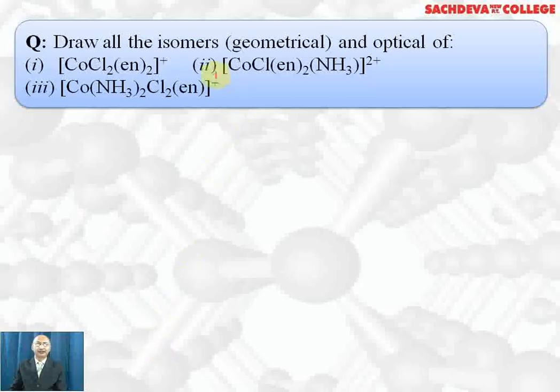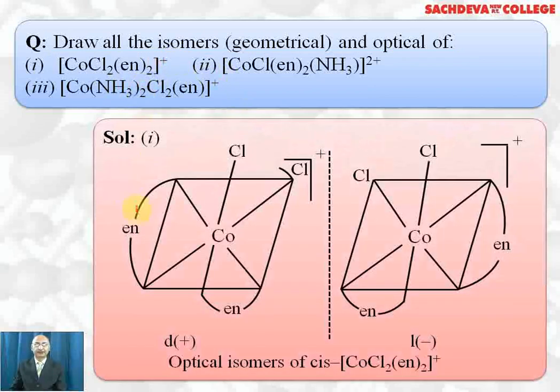Let's continue with subjective questions. Draw all isomers, geometrical and optical, of these complexes. These are the geometrical isomers. This is the cis form and its mirror image, levorotatory. So this is a geometrical isomer.